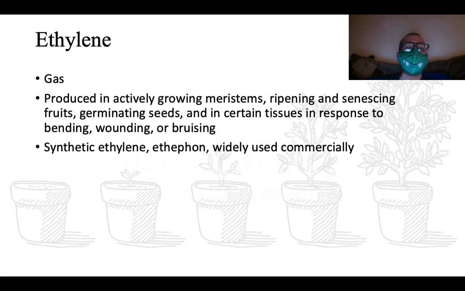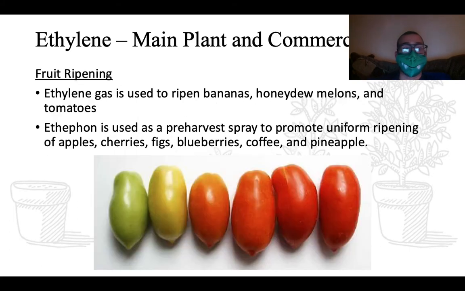Now, a synthetic ethylene, ethephon, is widely used commercially, primarily for fruit ripening. You can apply ethylene gas to ripen bananas, honeydew melons, tomatoes. It is also used as a pre-harvest spray to promote uniform ripening of apples, cherries, figs, blueberries, coffee, and pineapple.